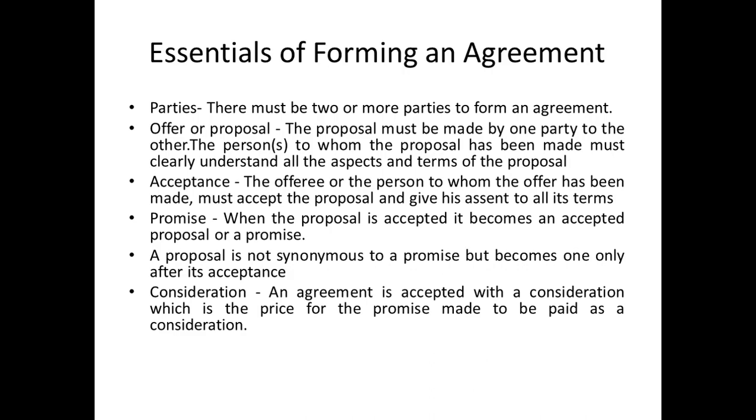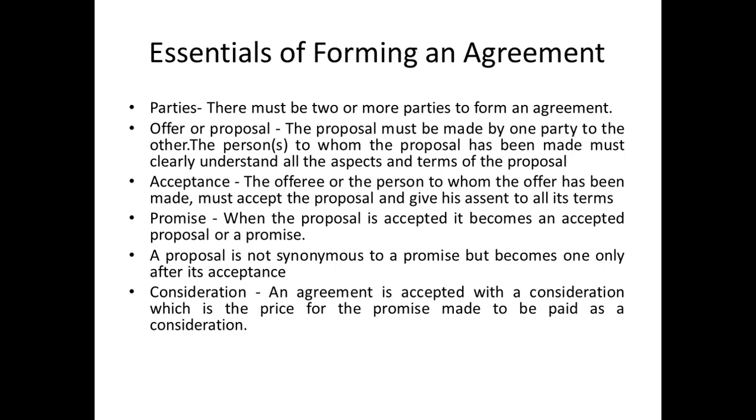The essentials of forming an agreement are, first, parties. There must be two parties for an agreement. Second, the offer or the proposal: the proposal must be made by one party and then accepted by the other party. Acceptance means the person to whom the offer has been made must accept the proposal and give his assent. Promise: when the proposal is accepted, it becomes an accepted proposal or a promise. A proposal is not synonymous with a promise, but becomes one only after its acceptance.